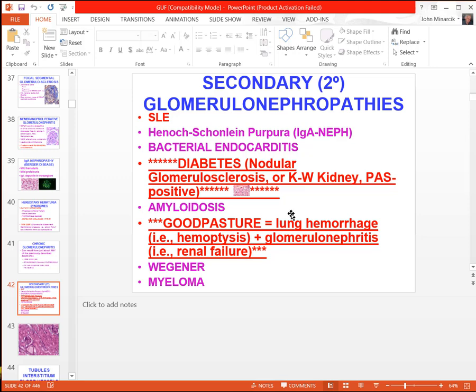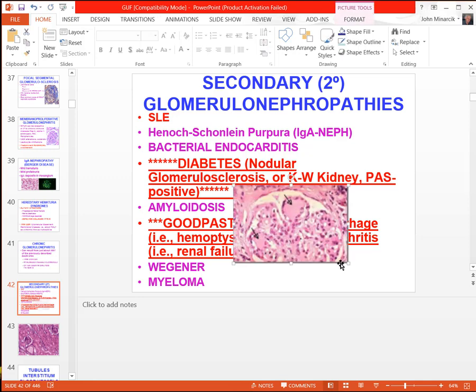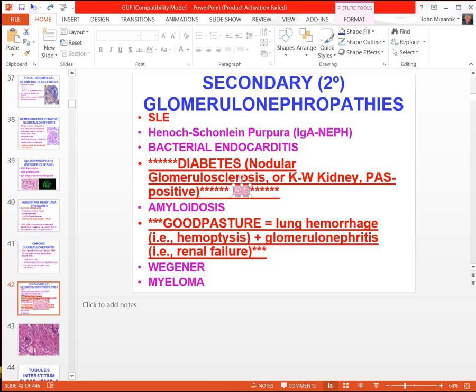When we talked about glomerulonephropathies again, we talked about the Kimmelstiel-Wilson lesion, and it was a nodular pattern of fibrosis within the glomeruli. And these little things are also PAS positive. I even think I got a picture here. Yeah, there's the nodule, there's the glomerulus. But you should know that that's a secondary type of glomerulonephropathy, secondary to diabetes. Okay, what else did we say?